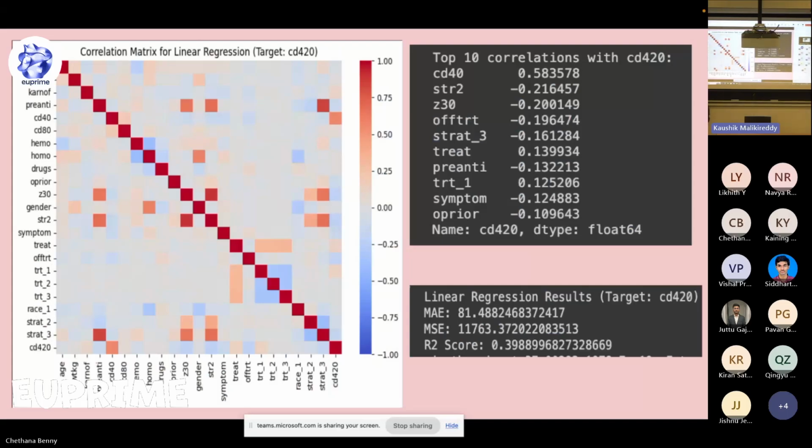I also tried to do a correlation matrix, and that also showed that the CD40 value is the highest. The R2 score is low, which means that there is a lot of scope for improvement.